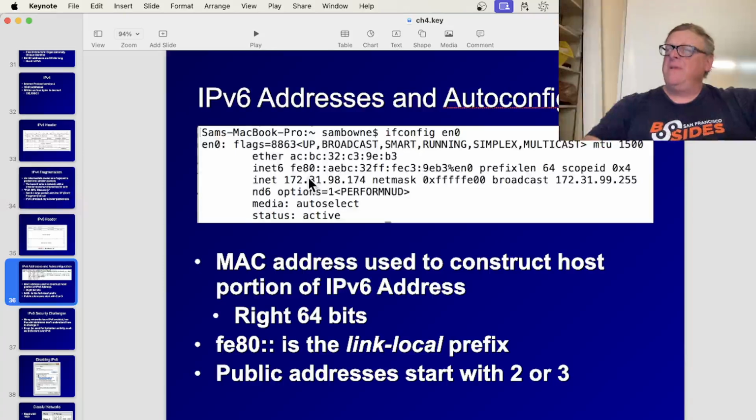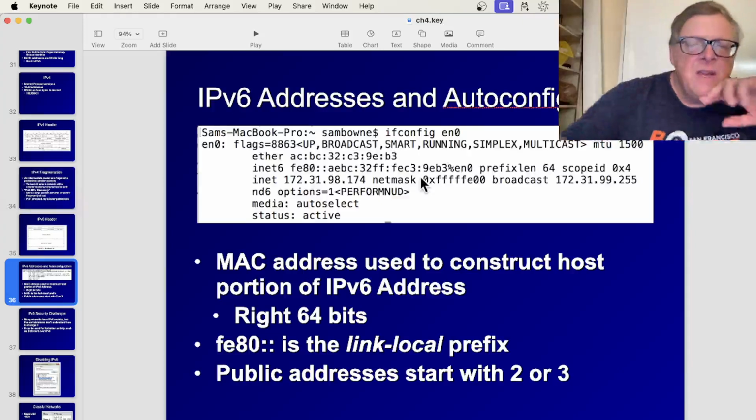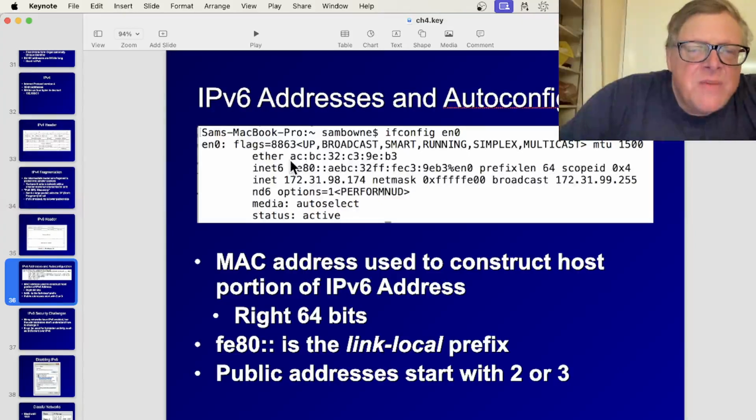It is very common, almost universal in IP version 6, that every interface has multiple addresses, which is not a common thing in IP version 4. Anyway, the MAC address can be used to construct the host portion of the IP address in IP version 6. This is the old system. As you see, the Ethernet address here is the MAC address. And if you look here, this ends in 9EB3, which is this, 9EB3. So they used part of the MAC address to determine the IP version 6 address.